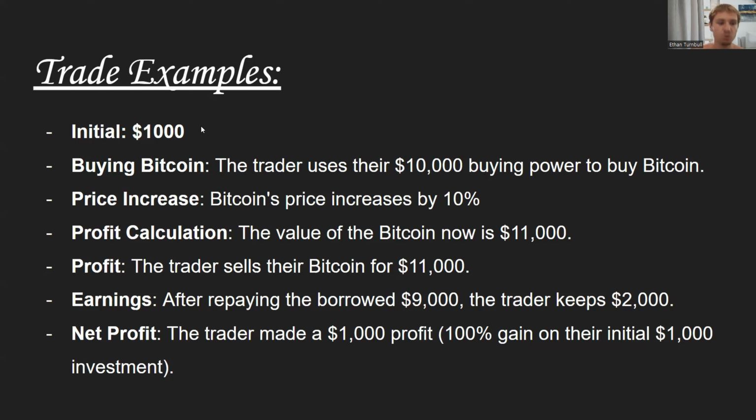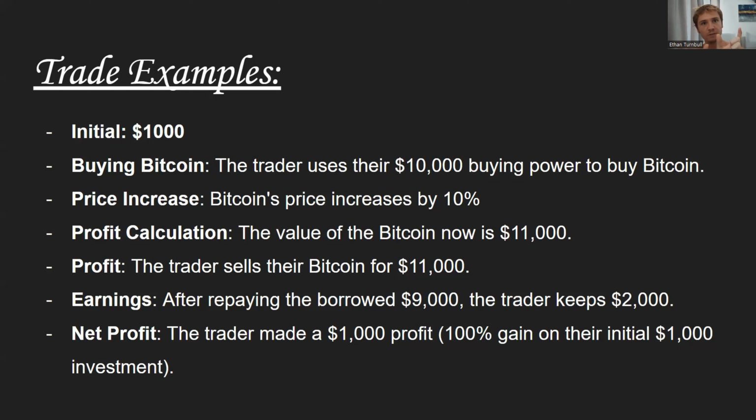So Bitcoin's price then increases. It goes up 10% on the market. So Bitcoin increases by 10%, right? This then means the value of the Bitcoin is now worth 11,000, right? So the profit that you actually get when you sell 11 grand of the Bitcoin after repaying your borrowed 9 grand, because you put in a grand, you were able to play with 10 grand. That means you borrowed 9 grand. Okay, so you borrowed 9 grand.